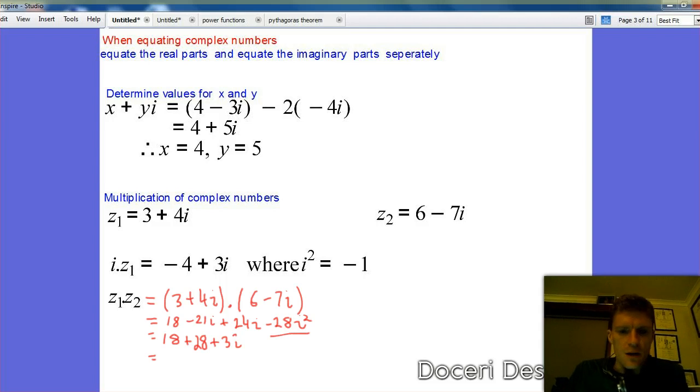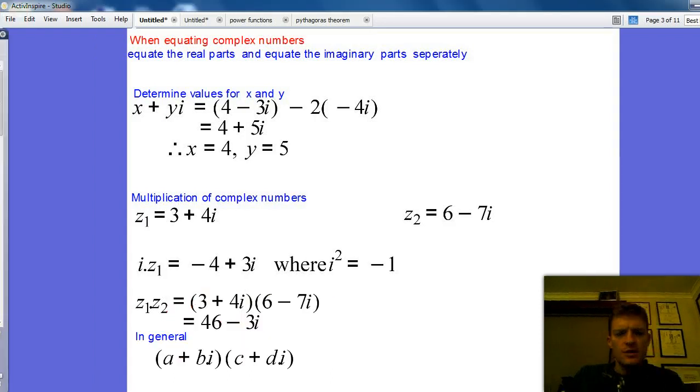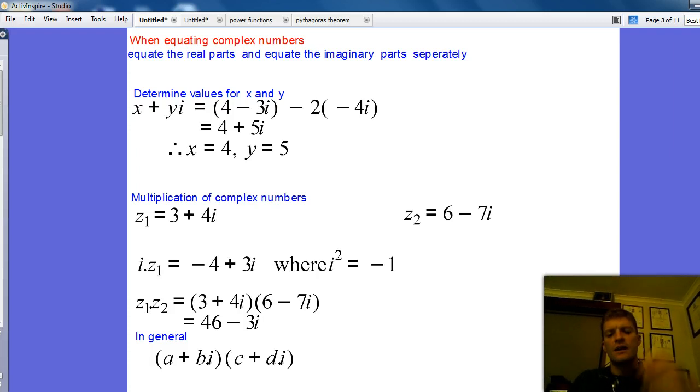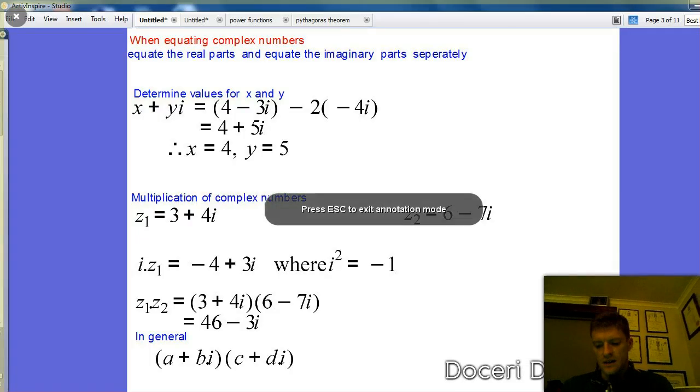And now that's going to combine with the real part, the 18. So we're going to get 46 plus 3i as our final answer. Okay, so with this complex multiplication, there's a general pattern or form that every double bracket in this case will take. So in general, if we take two complex numbers, a plus bi multiplied by c plus di, then there will always be a final general form in the expansion.